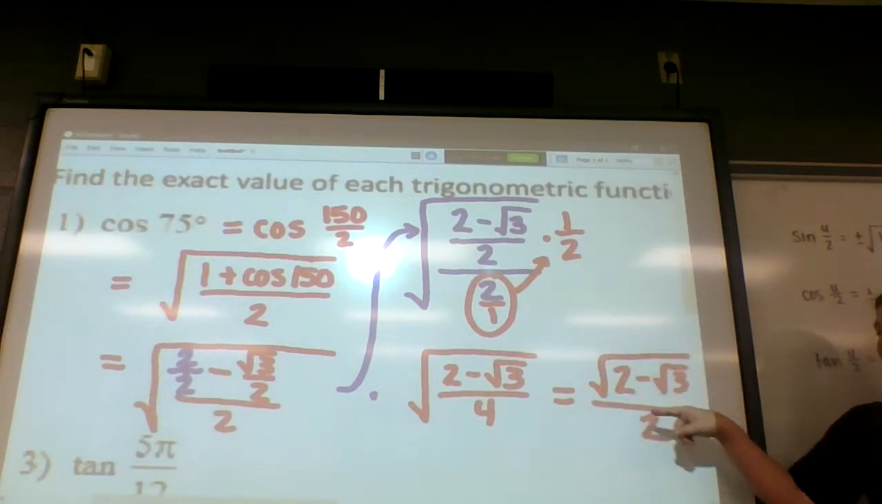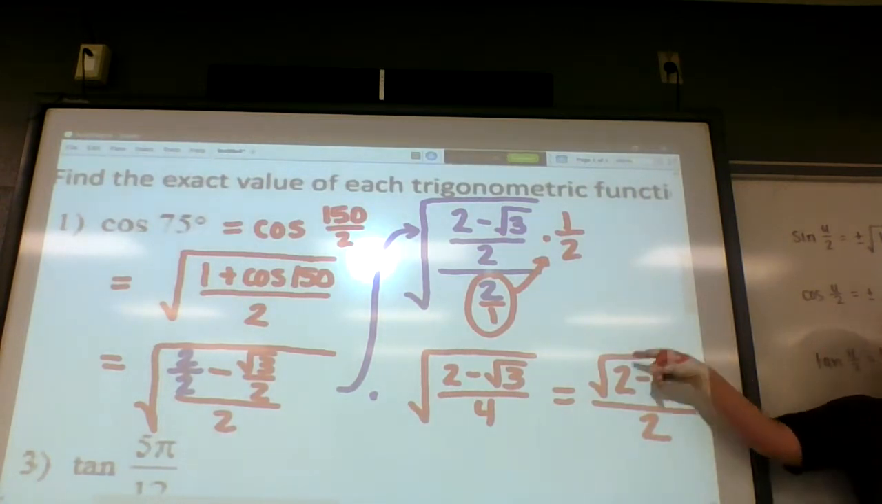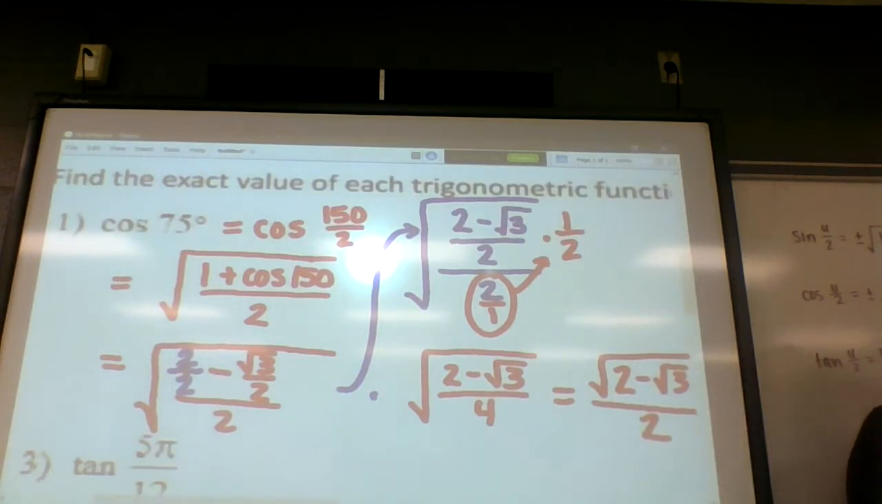So this is the exact value of the cosine of 75. And that decimal is a decimal approximation. By the way, that decimal goes on forever and never repeats. So if I ask you for the cosine of 75 on a quiz or test, and you tell me 0.2588, the answer is not really right. I want to see the exact value of what's going on there.